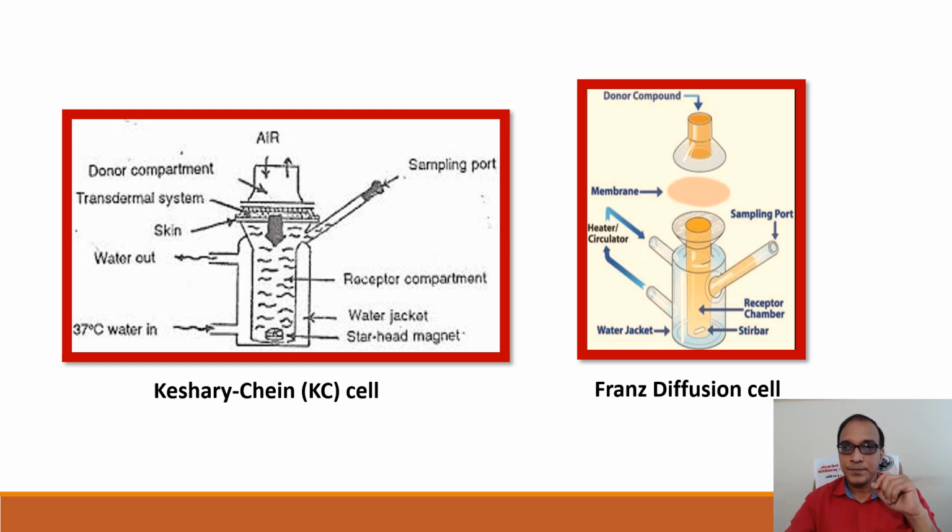However, artificial membranes also come, such as nitrocellulose membrane and other kinds of cellular membranes, which are available commercially with certain pore sizes depending on your requirement, and which can be placed in between the donor and receptor compartment.